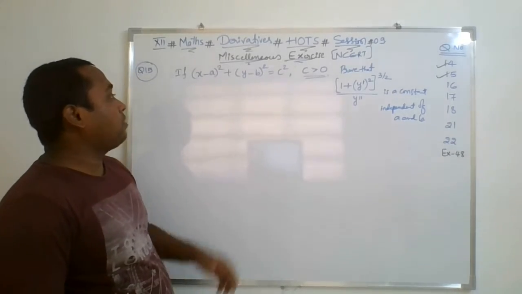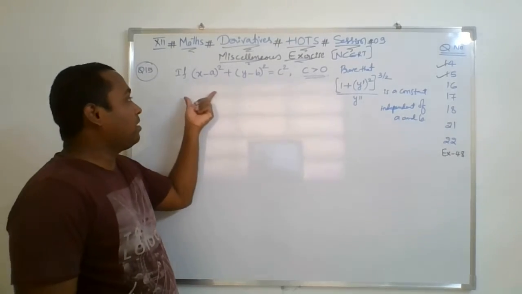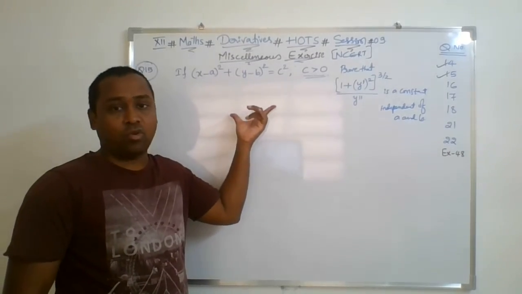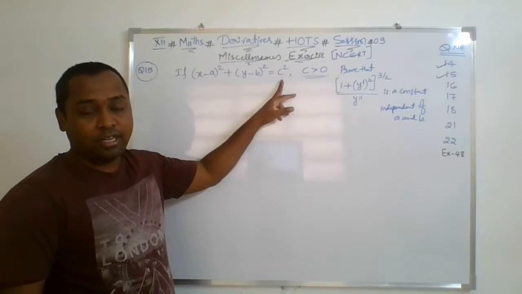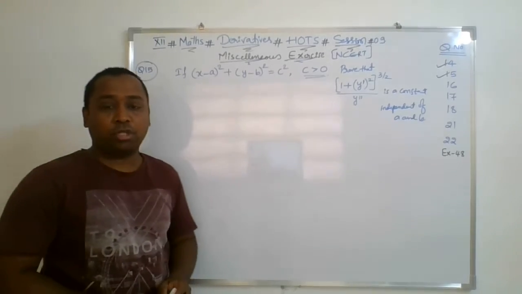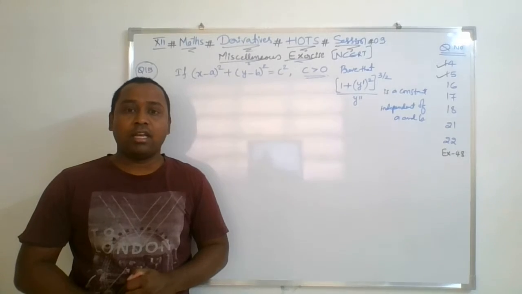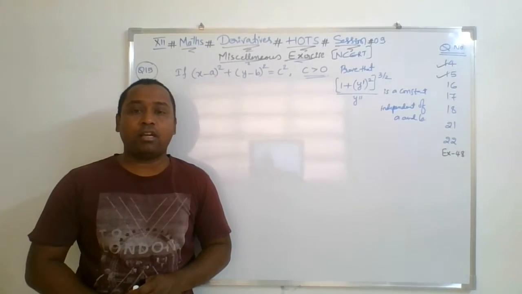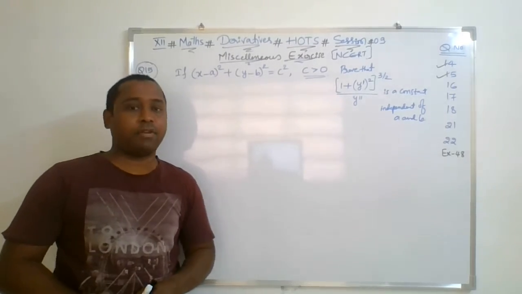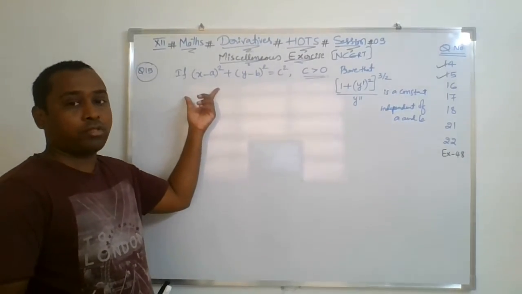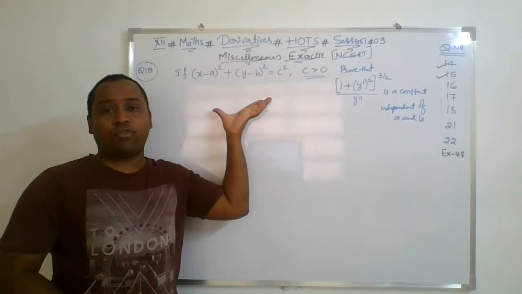So let's first focus on this equation. You may remember it. It is simply the equation of a circle whose center is (a, b) and whose radius is c units. You have studied this equation of circle in conic sections, 11th standard, that if the center of the circle is (a, b) and radius is c units, then the equation of the circle is given by (x minus a) whole square plus (y minus b) whole square equal to c square. So this is the equation of the circle.